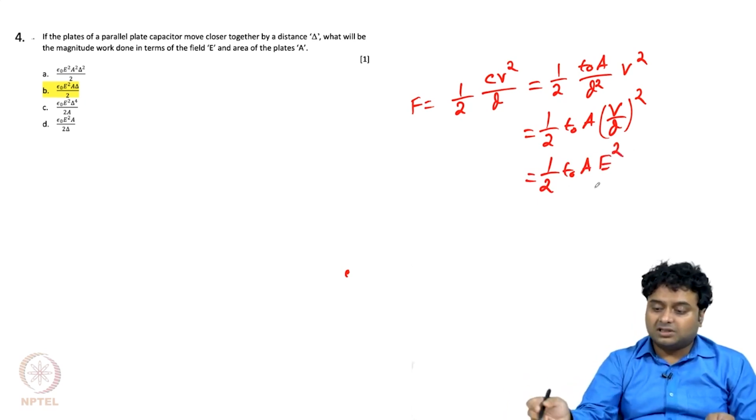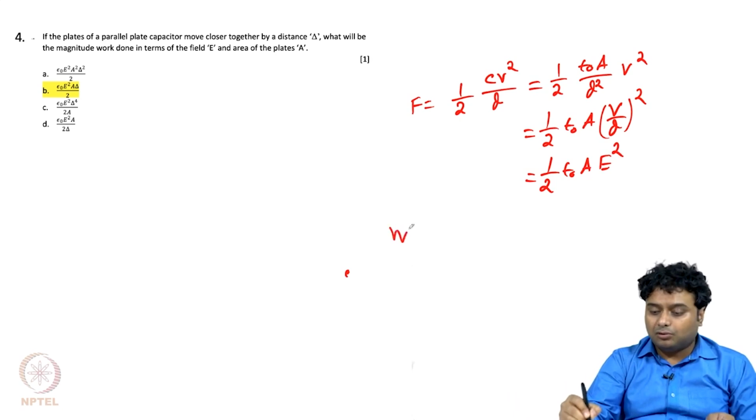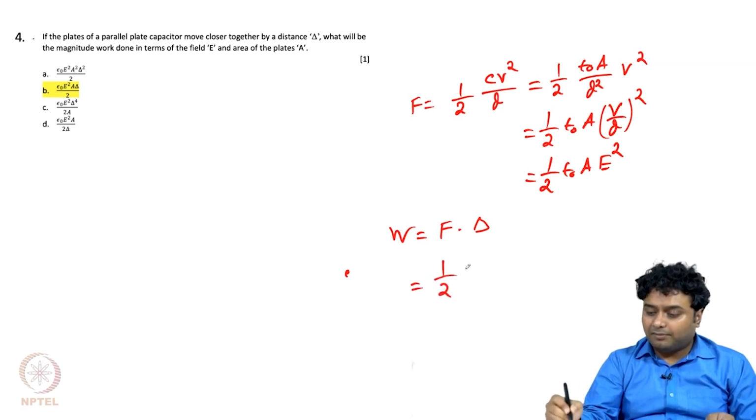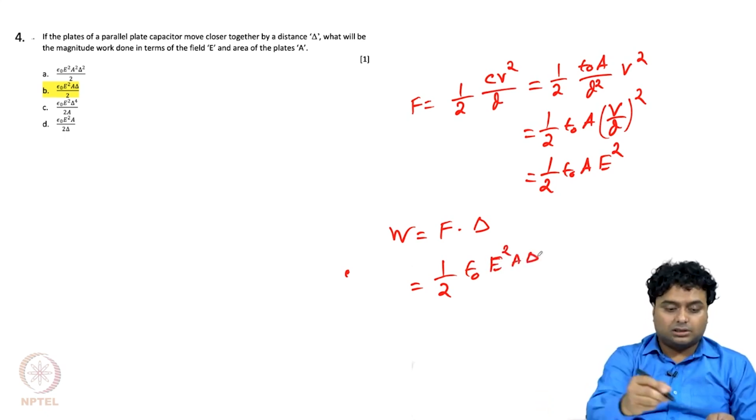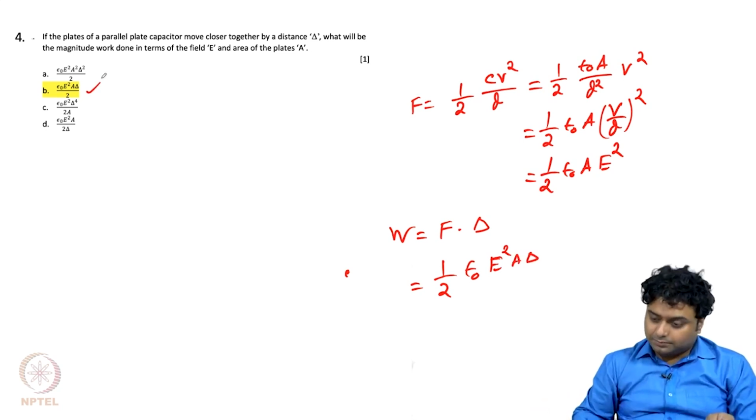Now this is the force, so work done W is equal to force into the displacement, so that is half of epsilon naught E square into A into delta, that is the work done. So this is the correct option.